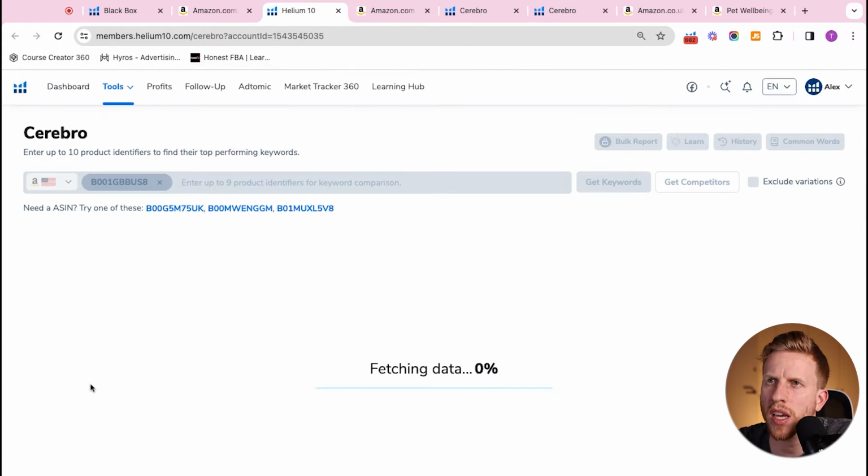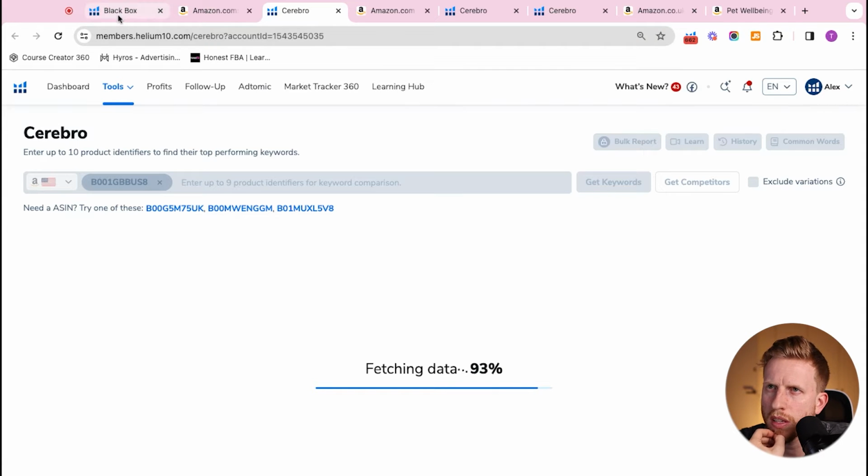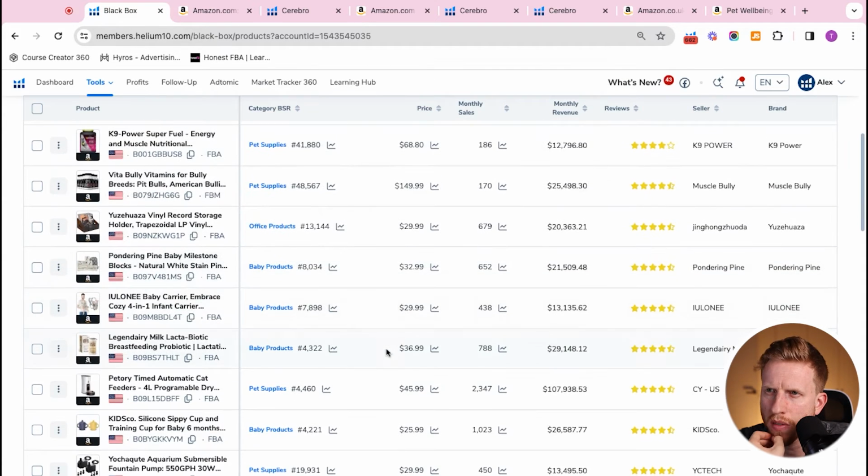I'm always going straight to the keywords, straight to Cerebro, because I just want to see what keywords it ranks for, because that's going to show me other niches, other products. It's the best way to do product research. You just really dive into the keywords. While that's loading, I'm going to come back and see if there are any others.